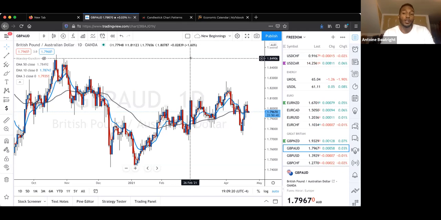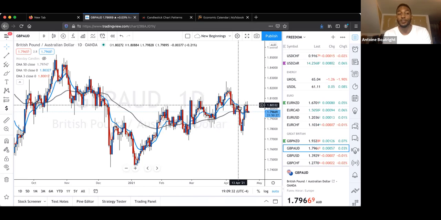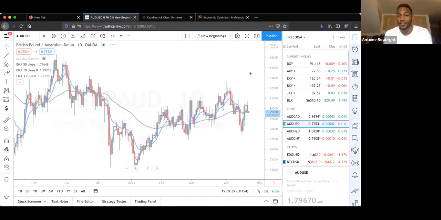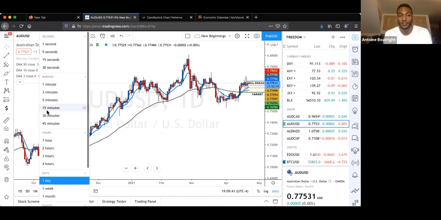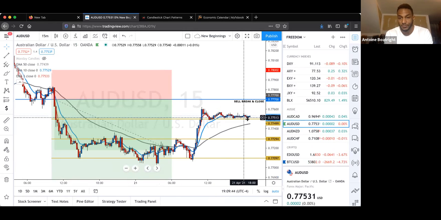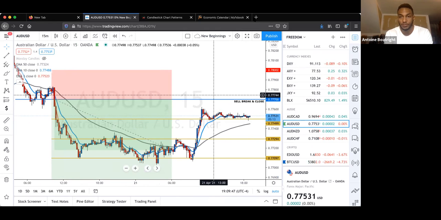Now, the one thing I'm looking at is, if you guys took my trade and ran the play signals, when I threw out, what was that, yesterday, I threw out AUD USD. So Australian dollar, US dollar. If you look at what I threw out, the Australian dollar was what? It was selling at that time, guys. So is the Australian dollar still selling right now? Let's see.